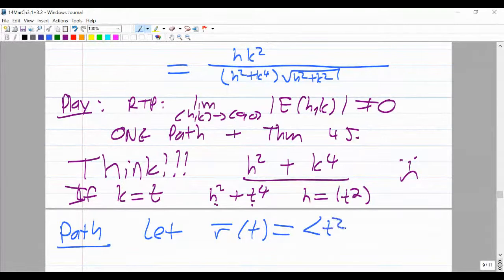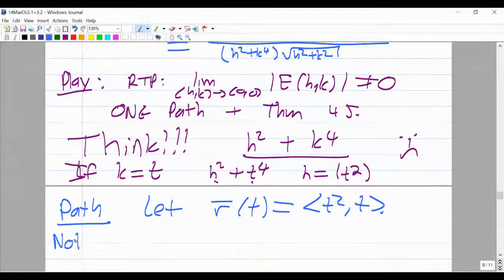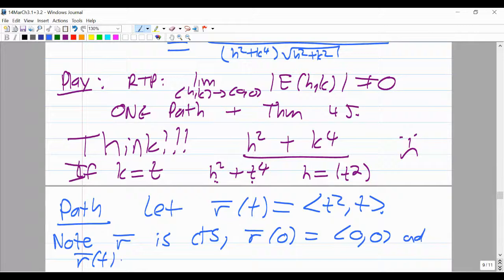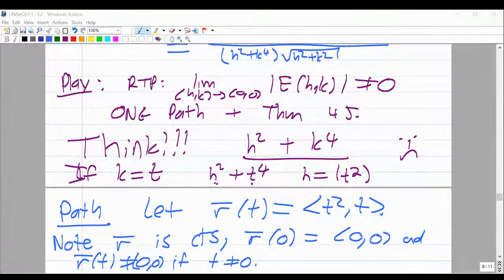Guys, in this week's tutorial, a mark is allocated for saying the following. Note r is continuous. If you plug in zero, you're at the origin. And r of t is not the origin if t is not zero. Are there any questions? This is very important. Remember it for this week's tutorial. If you have a path, you got to make sure it's a nice path. Can I get a smiley face?